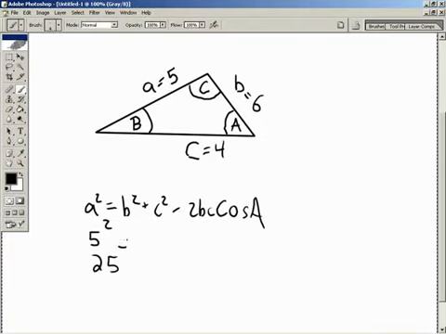Equals. What's b? 6 squared. And what's 6 squared? 36. Plus. What's c? 4. What's 4 squared? 16.